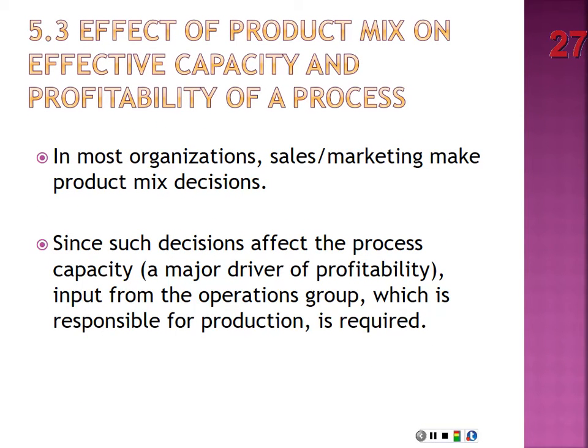So, the effect of product mix on effective capacity and profitability of a process. In most organizations, sales and marketing make the product mix decisions, right? They're out in the marketplace trying to determine what products we want to sell. Since such decisions affect the process capacity, a major driver of profitability, input from the operations group, which is responsible for production, is required. Of course, we say is required in this class because we're an operations class. It's best if it works that way.